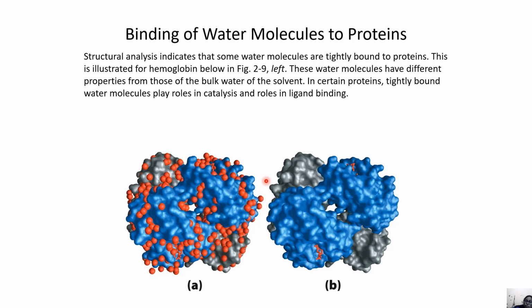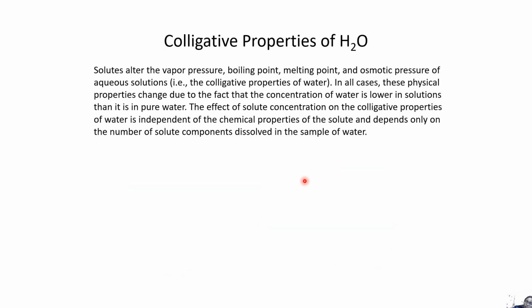Okay. So about the binding of water molecules to proteins, structural analysis indicates that some water molecules are tightly bound to proteins, and this is illustrated for hemoglobin here. These water molecules have different properties from those of the bulk of water of the solvent. In certain proteins, tightly bound water molecules play roles in catalysis and in ligand binding.